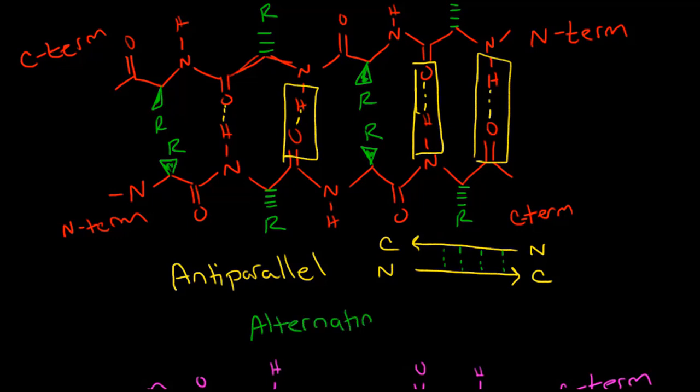And the key to this really is remembering that we have alternating side chains. So one goes out, the other one comes back towards us. The next one is out, the next one back towards us.